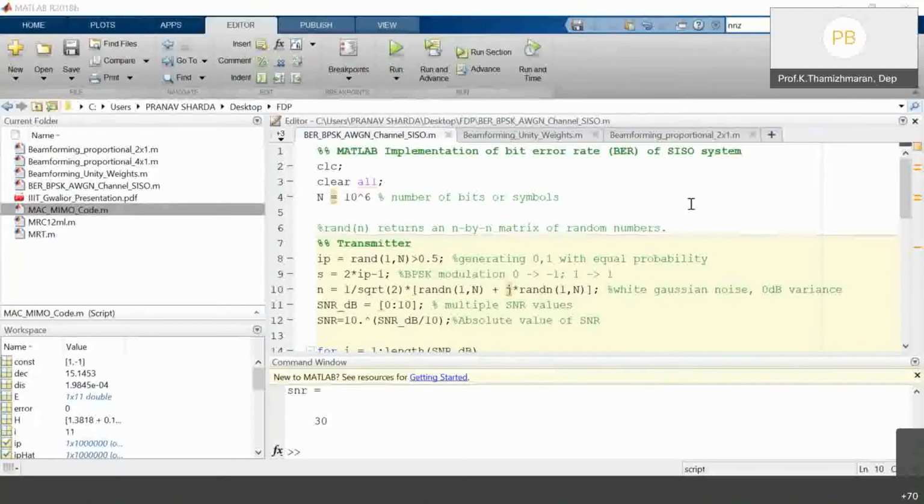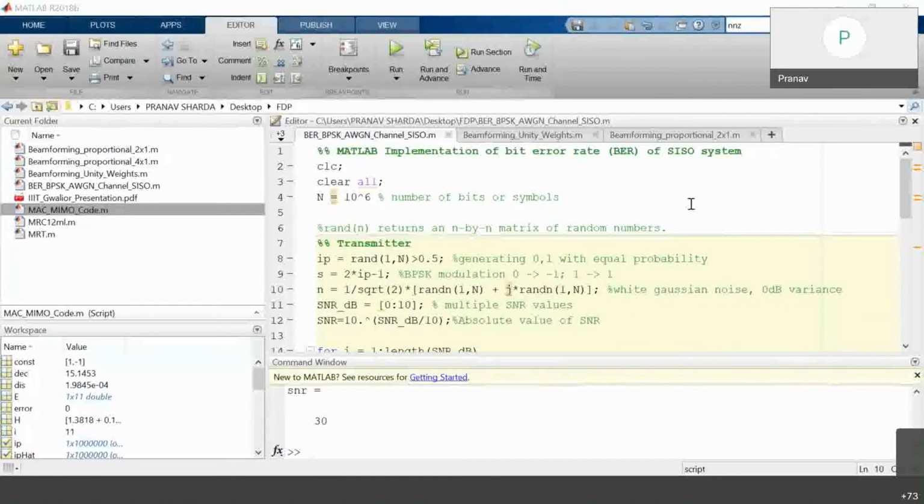So the first code which I am going to discuss is an elementary communication system setup which we have considered. That is a single input, single output based setup, that is a SISO setup. The heading given in the line itself says that we are going to see a MATLAB implementation of bit error rate, BER, of a SISO system. For this SISO configuration, we have a single transmit antenna at the transmitter side, and a single receiver at the receiver side.